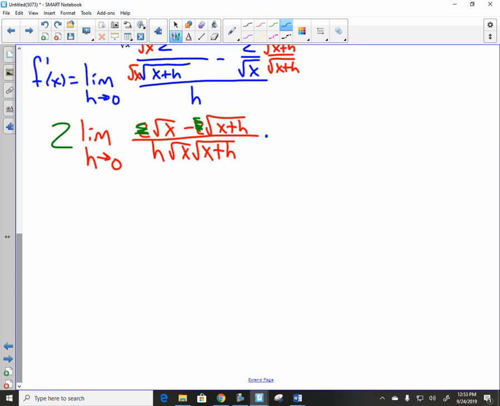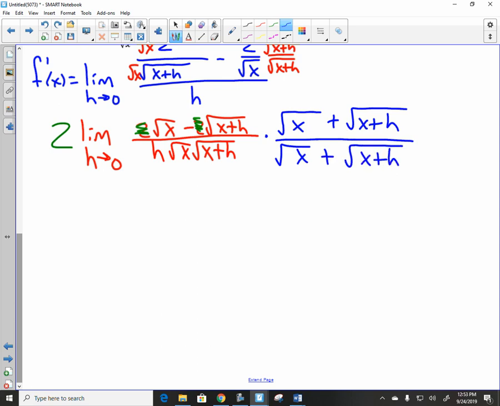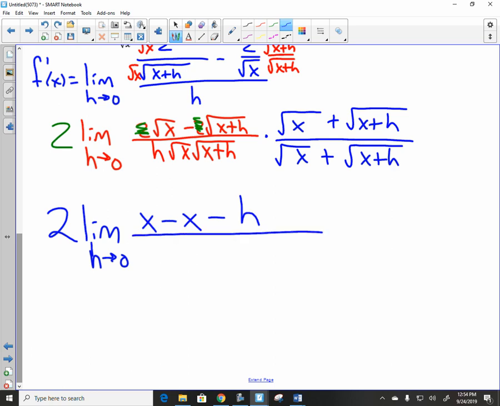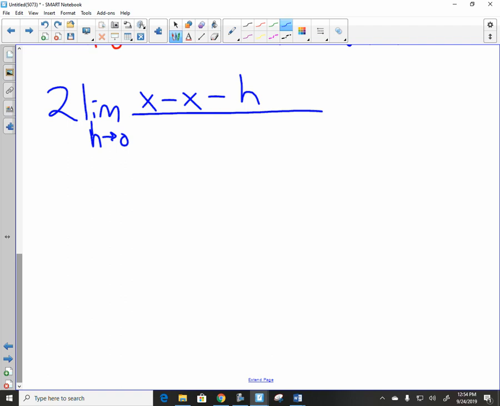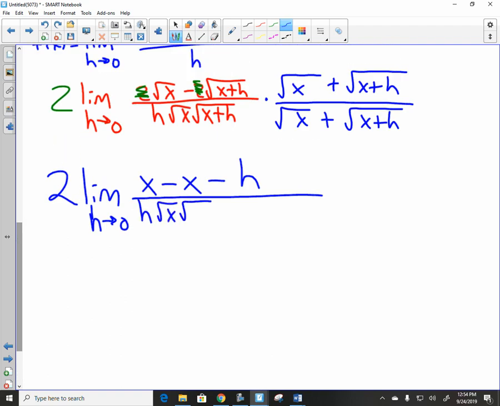So I'm going to multiply top and bottom by what? Square root of x. Oh my gosh. I've never seen so many square roots in my life. So let's be careful with our algebra. 2 times the limit as h goes to 0 of, what do you get in the top? x minus x minus h over h times the root of x times the root of x plus h times the quantity, so in parentheses, root of x plus the root of x plus h.